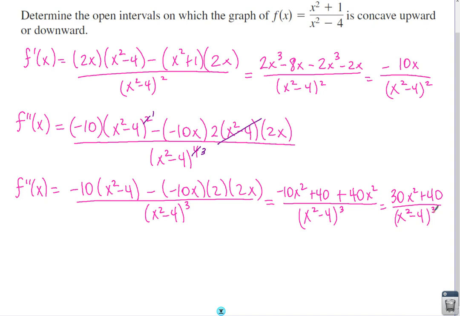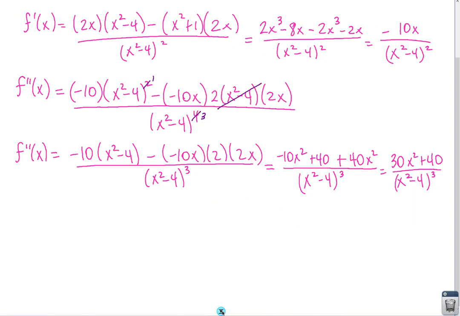Referencing old notes. Yep, we're good. To determine concavity, I need to find out where this is equal to 0. Anytime you need to know when a fraction is equal to 0, just look at the numerator. So 0 equals 30x squared plus 40. I don't think we're going to get a solution here, guys, because you have negative 40 equals 30x squared. Then you're going to end up with negative 4/3 equals x squared. Oh, no.